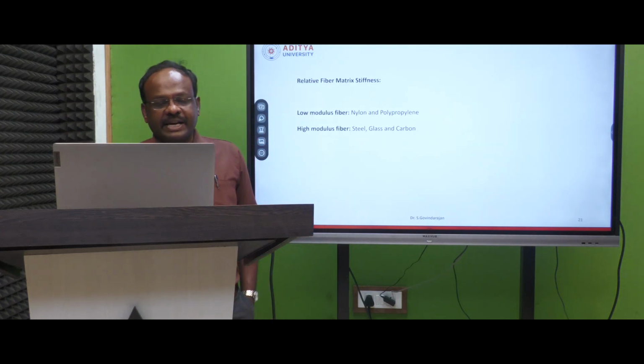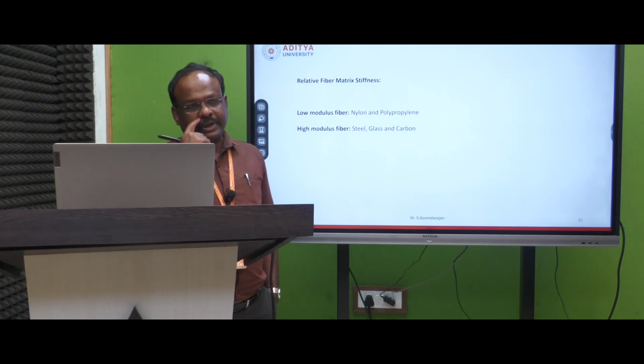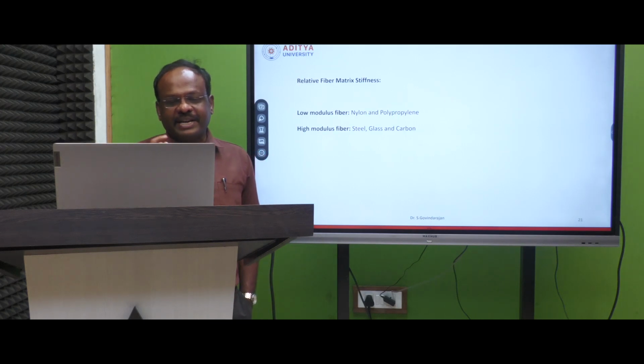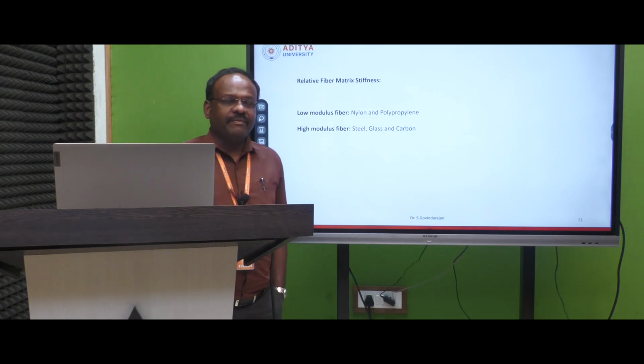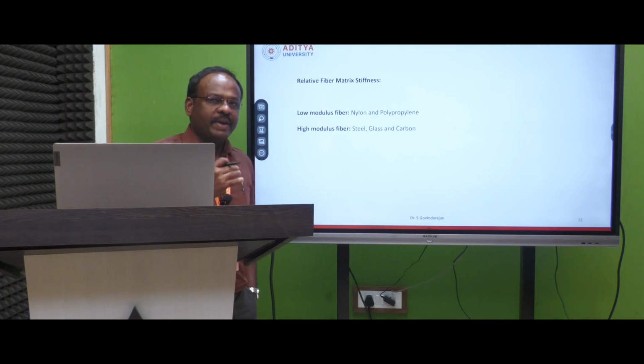And the last one, relative fiber matrix stiffness. Here there are two types of relative matrix stiffness. Fiber matrix stiffness is nothing but the fiber with the concrete matrix. So here there are two types of fiber matrix stiffness. One is low modulus fiber and the other is high modulus fiber.